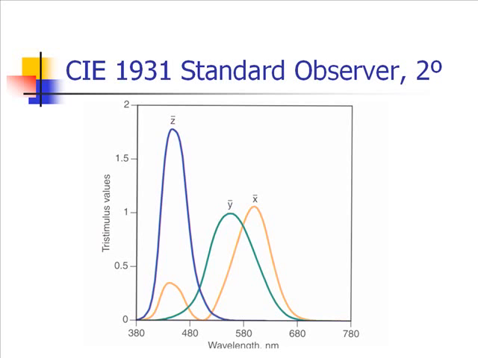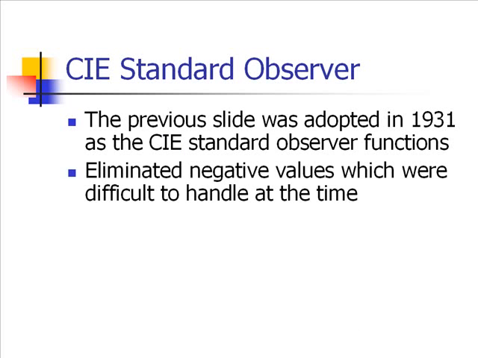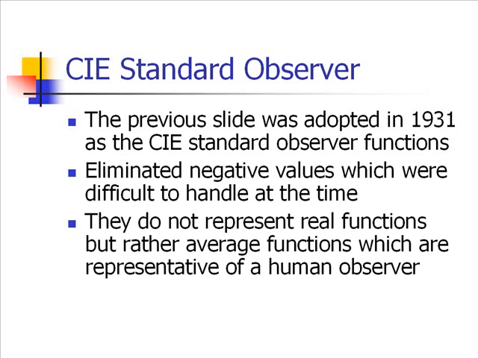The previous slide was adopted in 1931 as the CIE Standard Observer Function. They eliminated the negative values that made it hard to do the math, so they just changed it so that it could be used easier. They do not represent real functions, but rather average functions which are representative of a standard human observer. It's based on a 2-degree angle of vision. We'll see that there is another angle of vision that is actually more accurate that we will use when we get into the lab. And that's the 10-degree observer, which this one is, which was adopted in 1964.